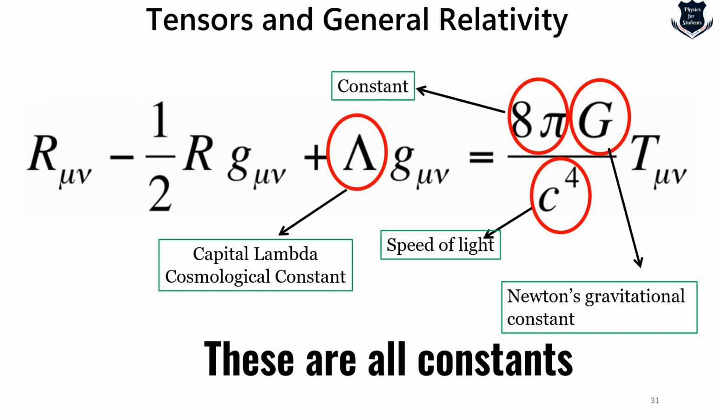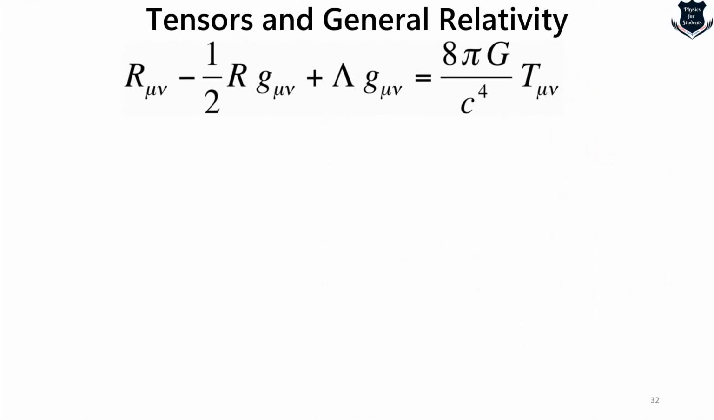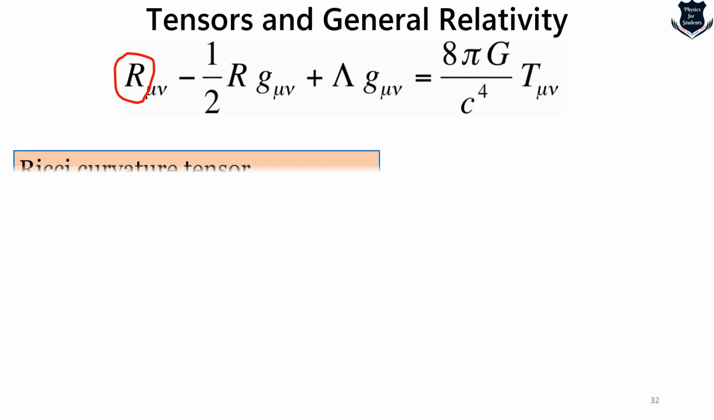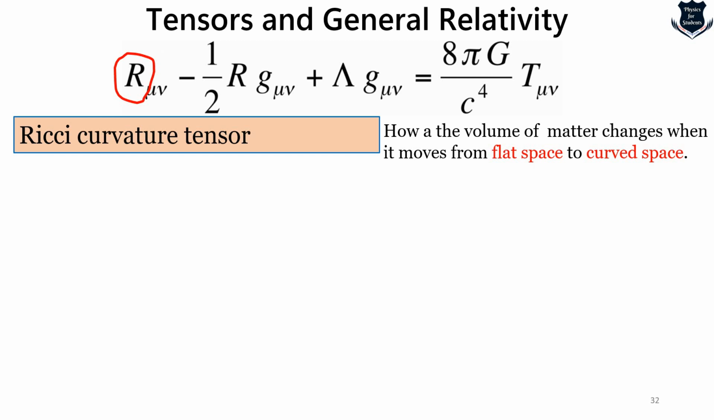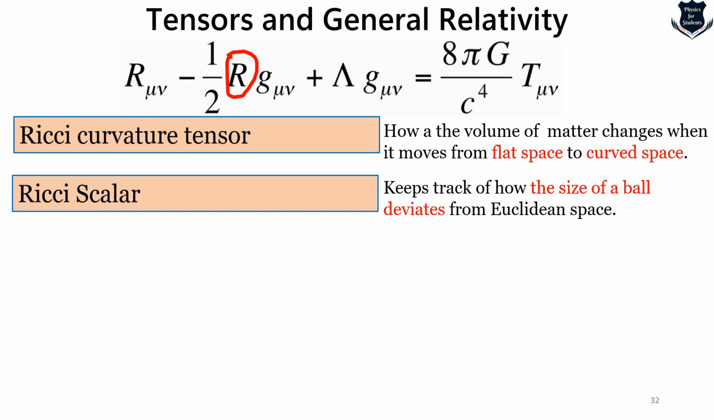But what we are worried about are the unknown ideas, I mean those which vary. So this first R is what is called the Ricci curvature tensor. Now hold on, if you're really willing to know this, I have a separate set of videos. I'm going to tell you how to watch that. It talks about how a volume of matter changes when it moves from flat space to curved space. Remember, when we are talking about volume, I mean obviously differential volume. The next, the second R, is what is called the Ricci scalar, and what it denotes is how the size of a ball deviates from Euclidean space.